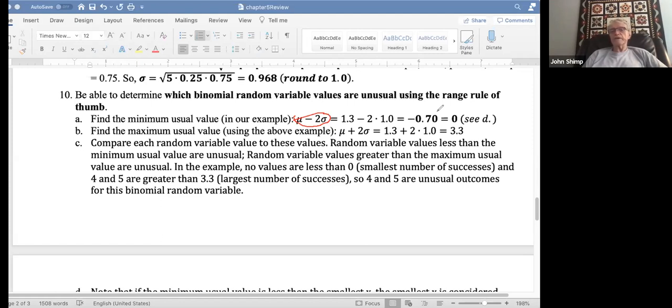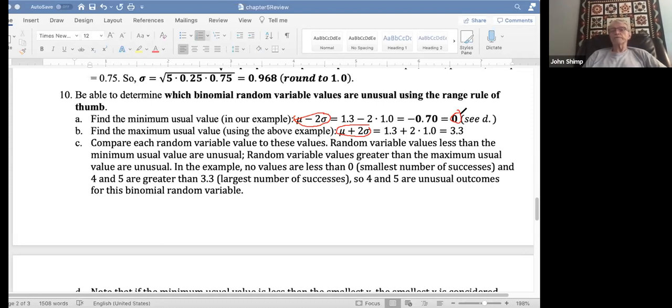Now, the interesting thing here is we have no negative values for X. So if we end up finding a range rule of thumb minimum usual value that is less than the smallest X, we'll just use the smallest X, because there are no negative X's. And for the maximum usual value, 1.3 plus 2 times 1 is 3.3, which is not bigger than the biggest one. If it were bigger than 5, we would make this 5.